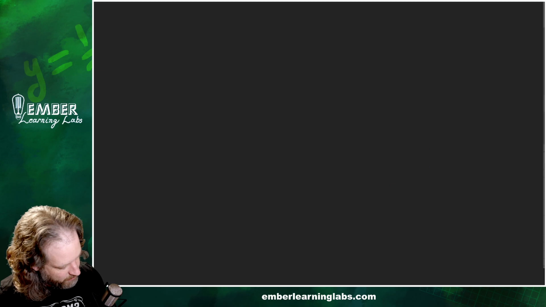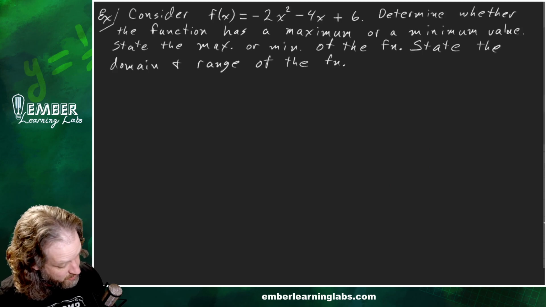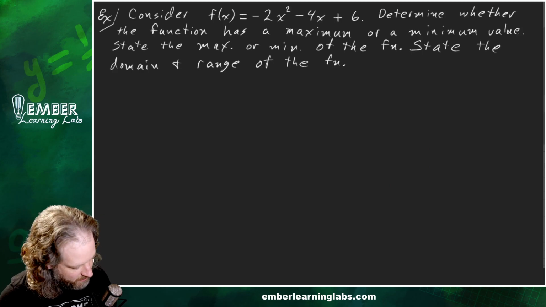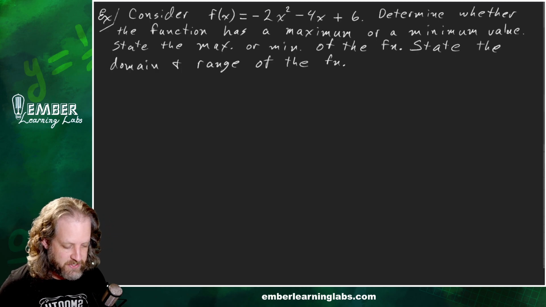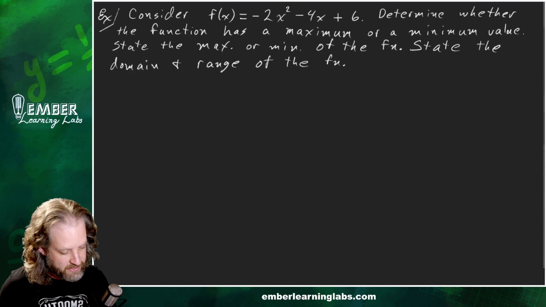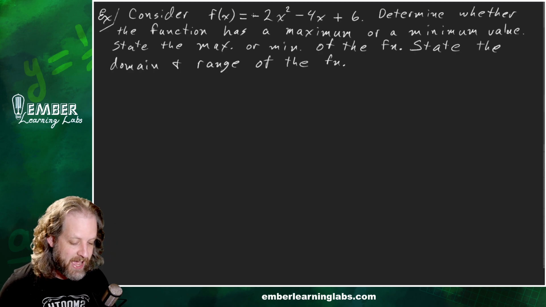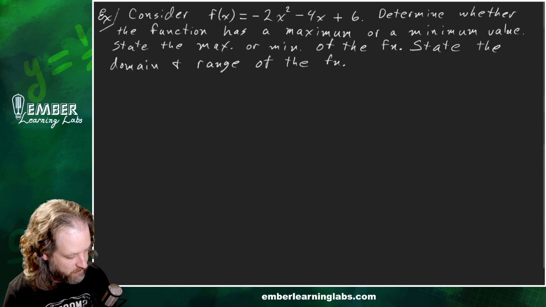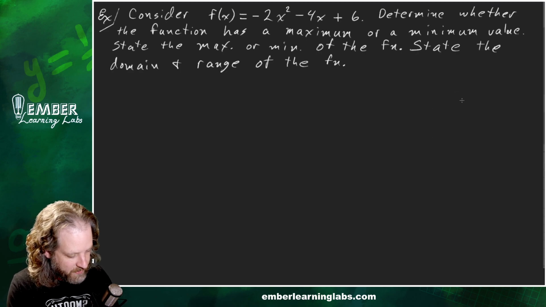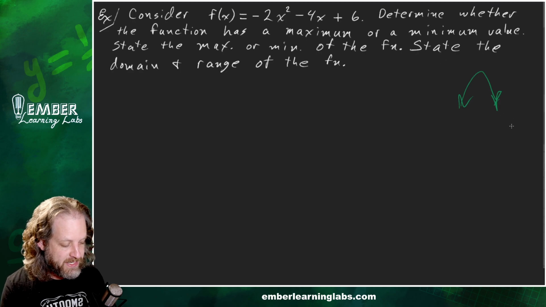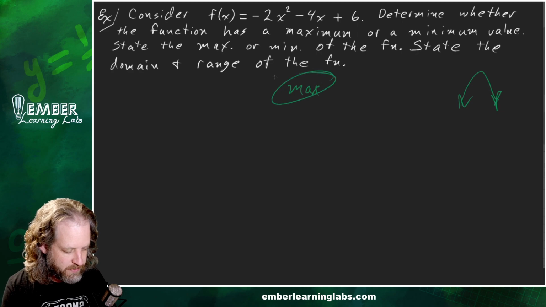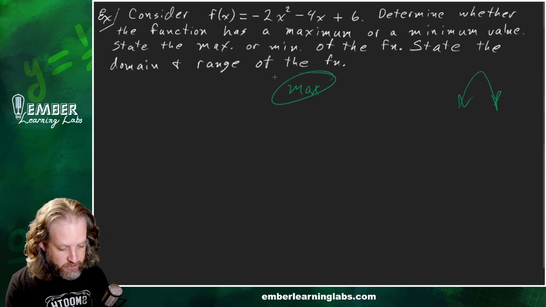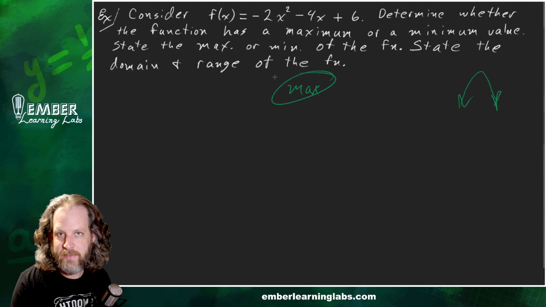So, going back to here, state the domain and range of the function. We're going to consider this and determine whether the function has a maximum or a minimum. Just looking at this, a is negative, so it has a maximum. If we were to graph this, it would open down, so it has a maximum. So that's the first bit. Easy peasy.